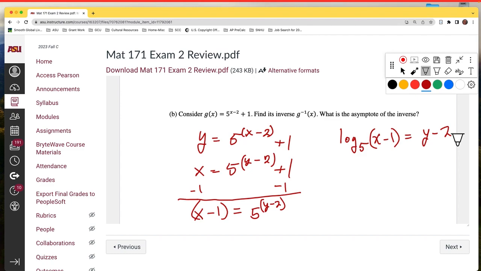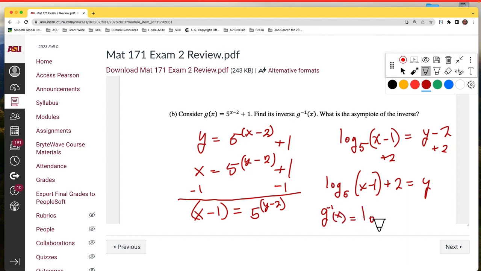What's the last thing? Because we're solving for y, we have to add 2 to both sides. So we get add 2. We're going to get log base 5 of (x minus 1) plus 2 equals y. This is our inverse function. So if you want to use inverse notation, g inverse of x equals log base 5 of (x minus 1) plus 2.